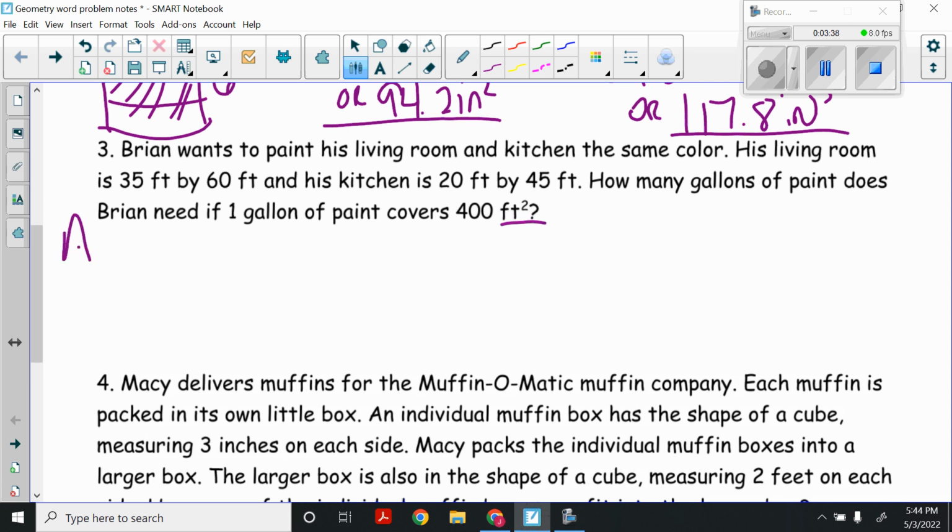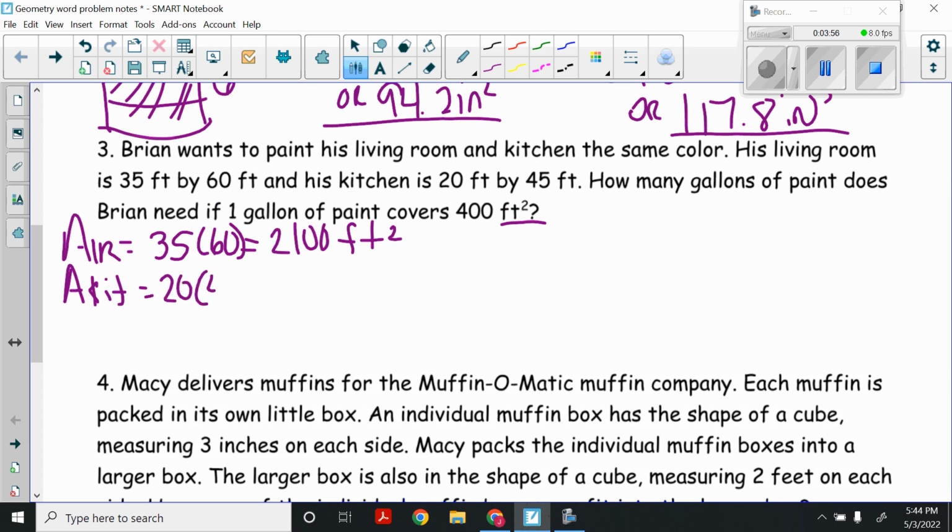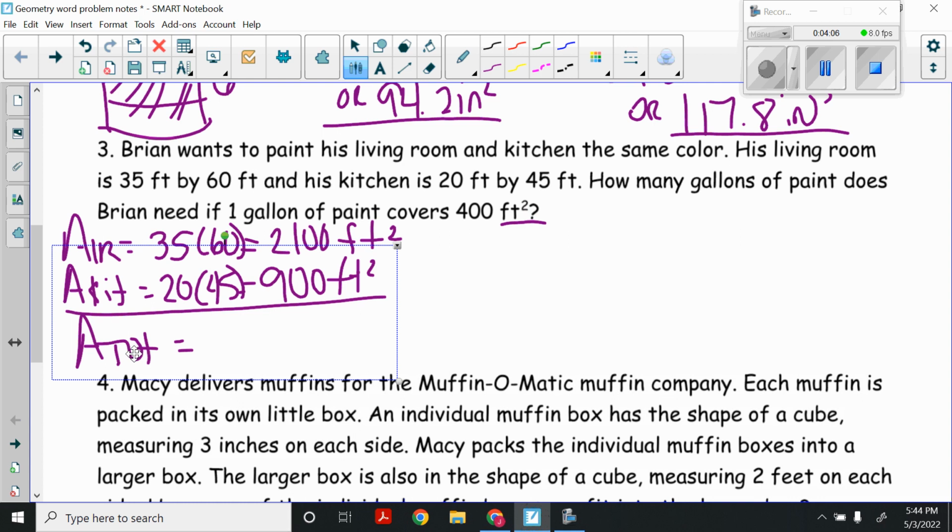So the area of the living room is going to be 35 times 60, which is 2,100 square feet. It's a huge living room. The area of the kitchen is 20 times 45, which is 900 square feet. So the total area that he's going to paint, add those two together, and I get 3,000 square feet. So that's just his kitchen and living room. So Brian lives in a pretty big house.